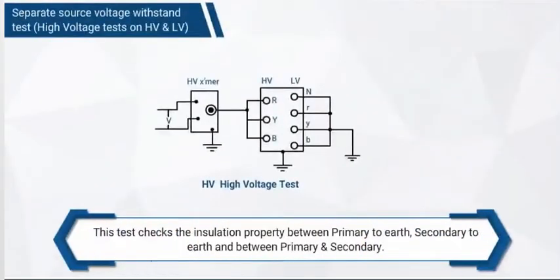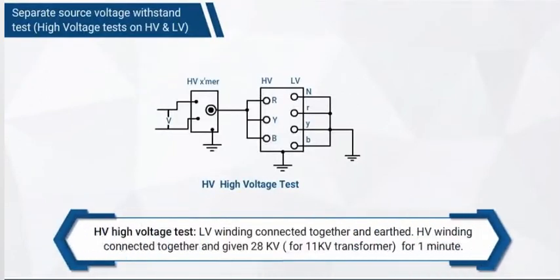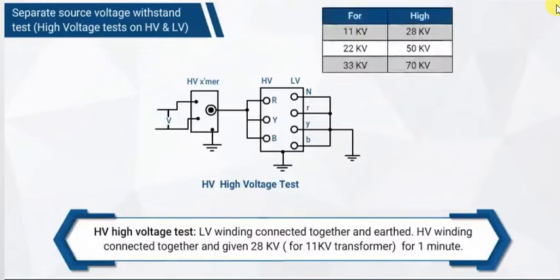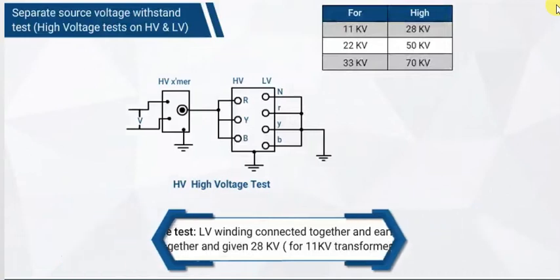This test checks the insulation property between primary to earth, secondary to earth, and between primary and secondary. HV high voltage test: LV winding connected together and earthed. HV winding connected together and given 28 kV for an 11 kV transformer for 1 minute.